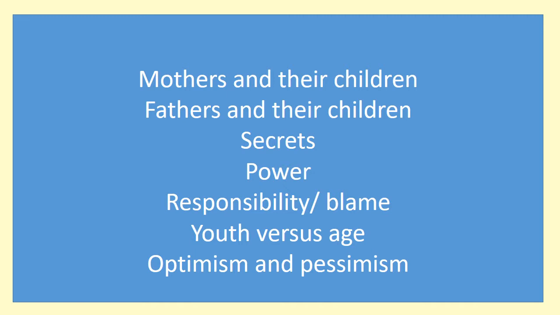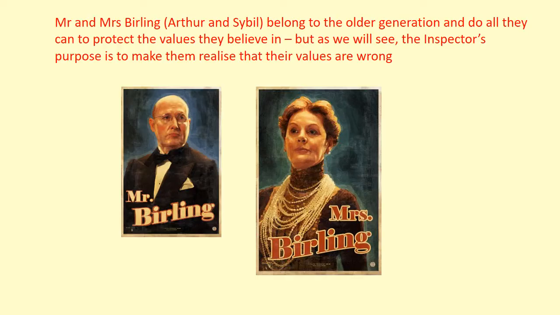Those are the key areas that you need to think about when you're planning an answer to An Inspector Calls. So here are two members of the older generation, Mr Birling and Mrs Birling, Arthur and Sybil. And they do all they can to protect the values they believe in. But as we will see, the inspector's purpose is to make them realise that their values are wrong. It's his job to open up their consciences, but as we shall see, it's not an easy task.